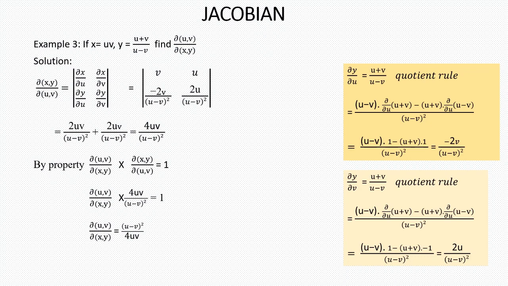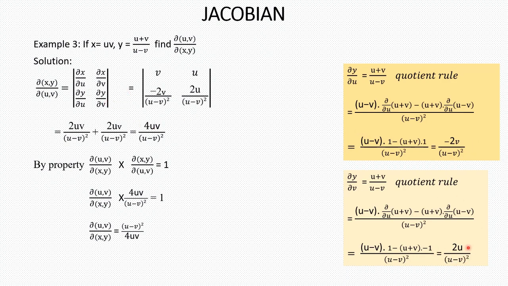Example 3. If x is equal to uv, y is equal to (u plus v) by (u minus v), find ∂(u,v)/∂(x,y). Solution: ∂(x,y)/∂(u,v) is equal to the determinant of this. ∂x/∂u, this is x, differentiating we get v. ∂x/∂v, differentiating we get u. ∂y/∂u, y is this, differentiating by the quotient rule, we get this. ∂y/∂v, differentiating by the quotient rule, we get this.